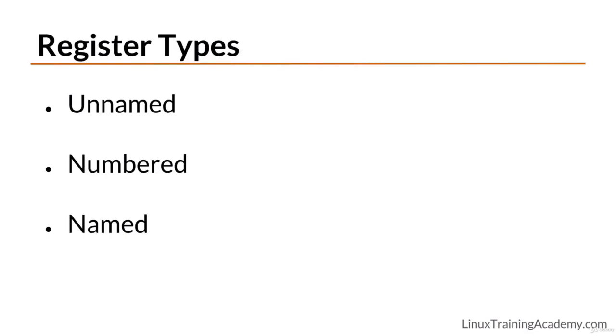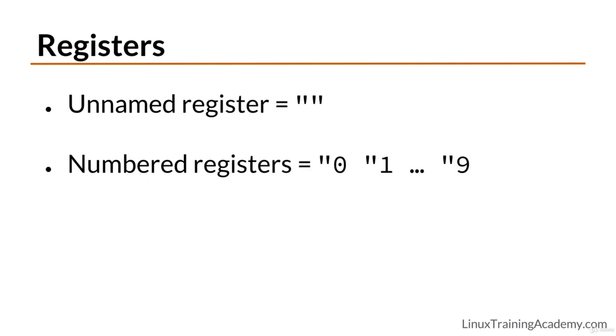Up until this point, we've been using the unnamed or default register to perform our cut, copy, and paste operations. There are actually many types of registers in Vim, but we're going to focus on the next two most commonly used registers. The first is numbered registers, and the other register type is called named registers. Registers are preceded with a double quote. The unnamed register is actually double quote, double quote.